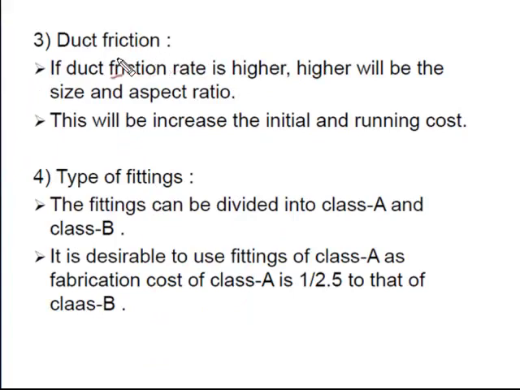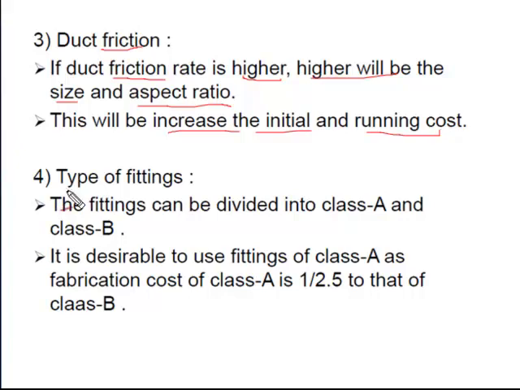This is the third parameter which influences the design of duct. If the duct friction rate is higher, so will be the size and aspect ratio. This will increase the initial and running cost. It means when the aspect ratio is high and friction is high inside the duct, then the running cost and initial cost of the air conditioning equipment and duct both will increase.